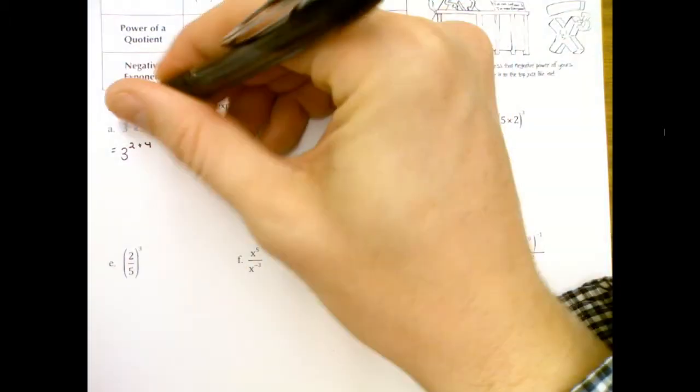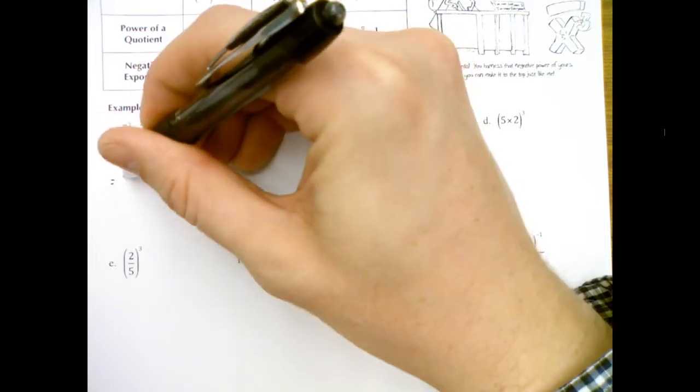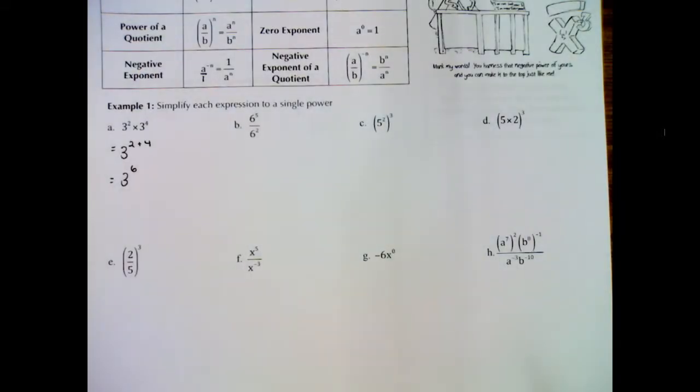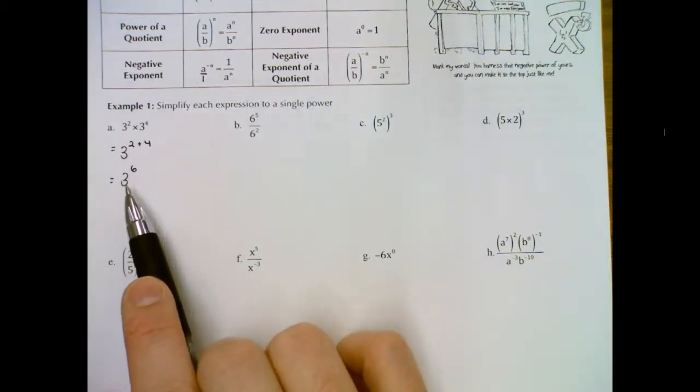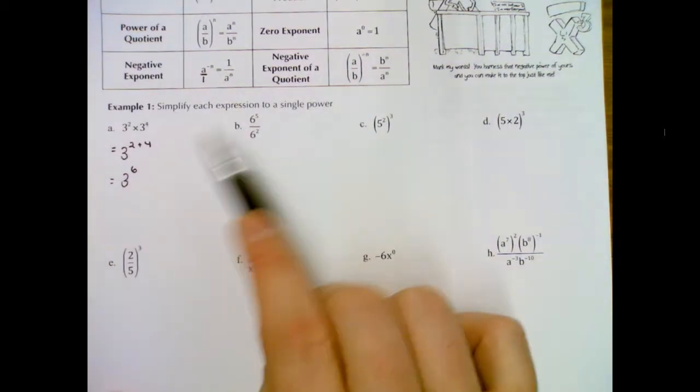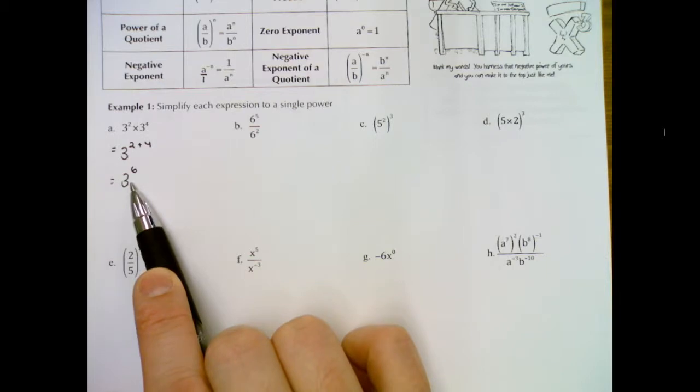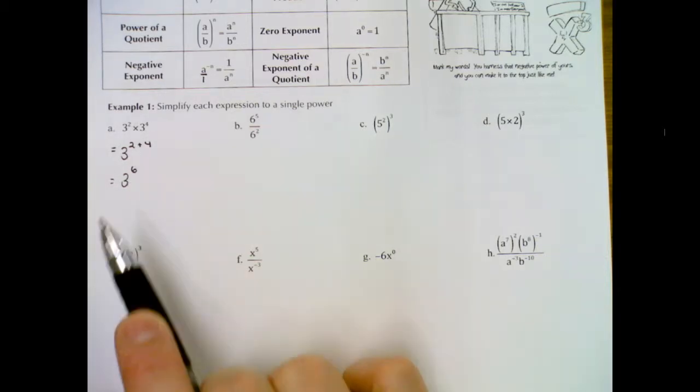If you see this, you can go right to the answer, 3 to the exponent 6. Now, 3 to the exponent 6 is something you could evaluate, but the instructions say simplify. Simplify just means single power. We don't need an answer. An answer is not more simple.